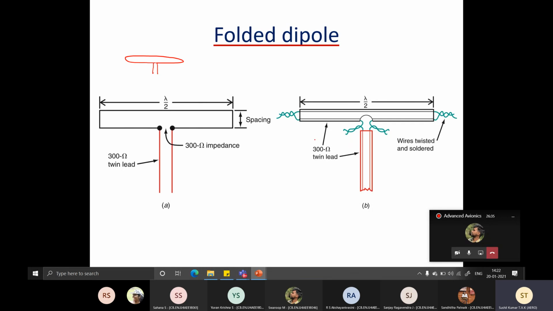And the advantage is that this particular antenna's impedance is 300 ohms and free space impedance is 373 ohms. So it's much closer to the impedance of free space. And not only that, its bandwidth is also very high. We have very good bandwidth for folded dipoles. So you'll find these folded dipoles quite often.